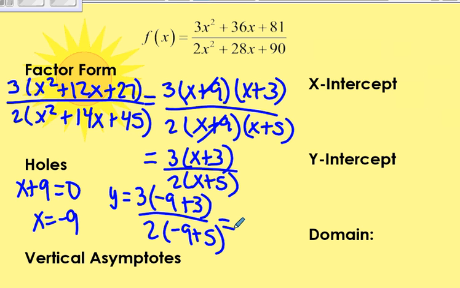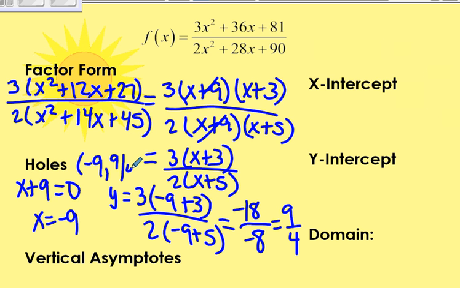So negative 9 plus 3 gives us a negative 6, times 3 gives us a negative 18. On the bottom, negative 9 plus 5 gives us a negative 4, times 2 gives us a negative 8. So we get 9 over 4. So our hole is going to be negative 9 and 9/4.